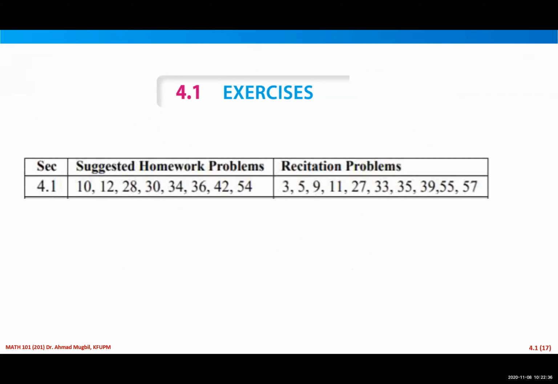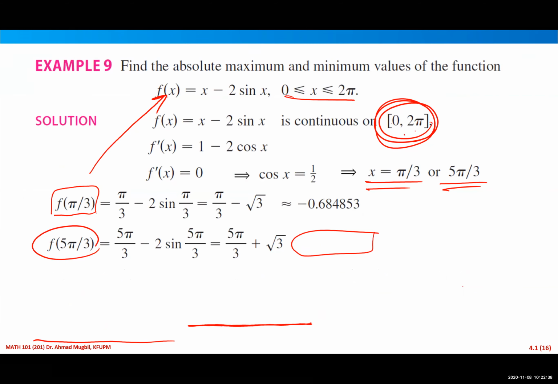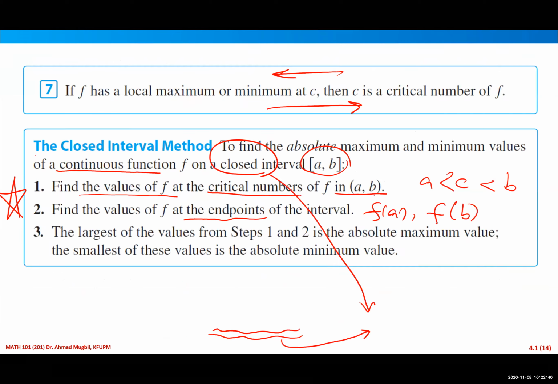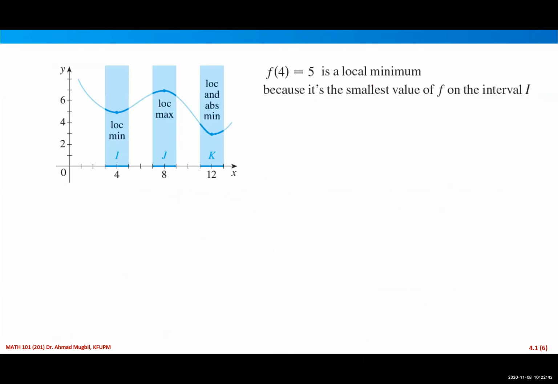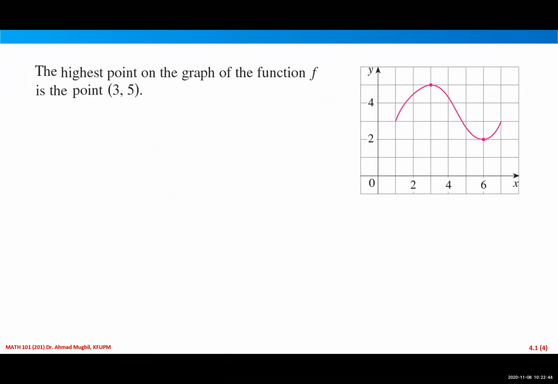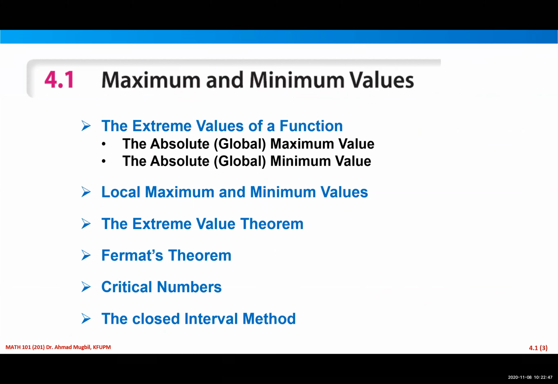That's it. This is 4.1, shabab. You can check now the objectives. Are they achieved or not? Do you know what we mean by absolute maximum and absolute minimum values? Local maximum and local minimum, the extreme value theorem, Fermat's theorem, critical numbers, the closed interval method. You should be aware of this.